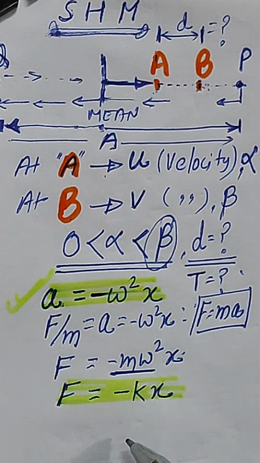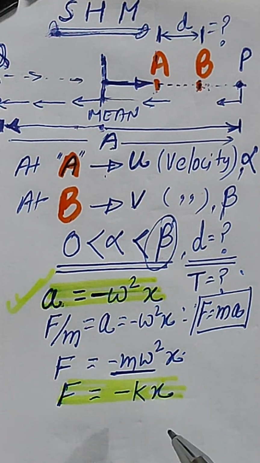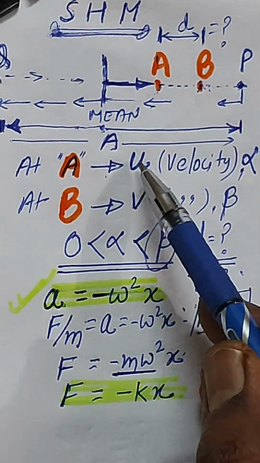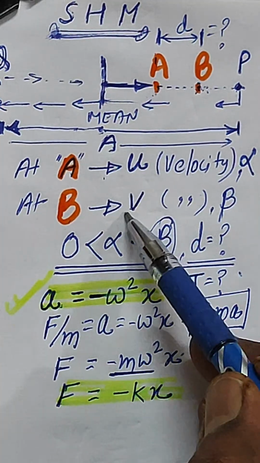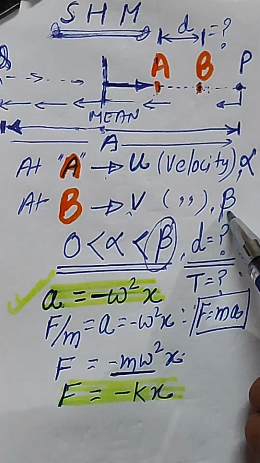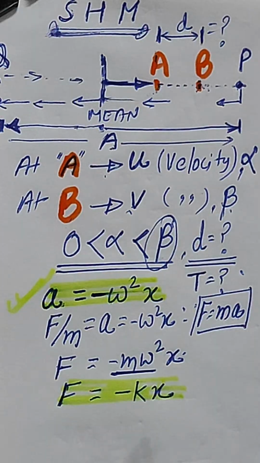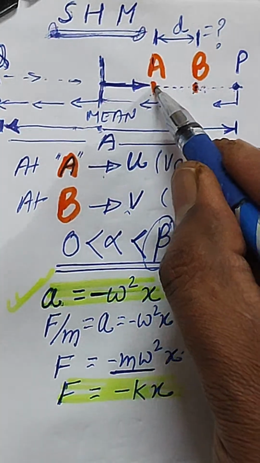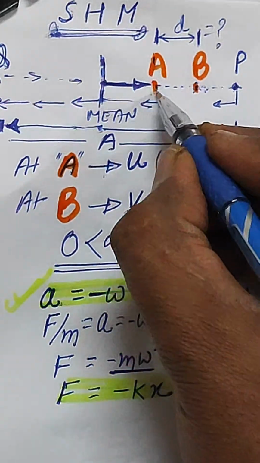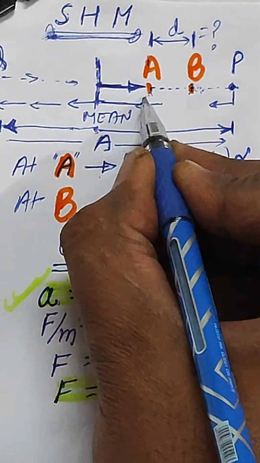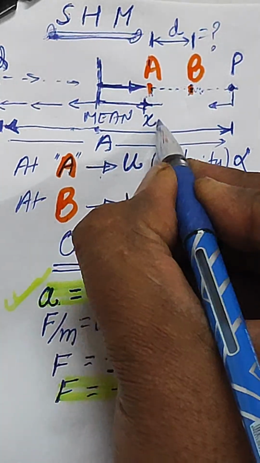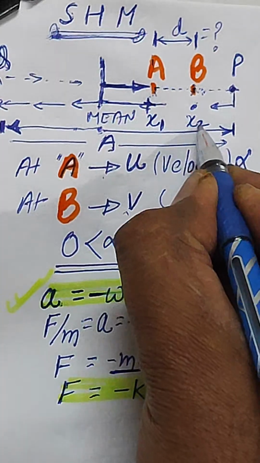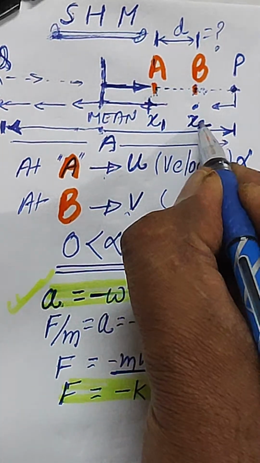So from here we see that there are two positions of the body at A and B, and the corresponding velocities are u and v, and accelerations are alpha and beta. So for the two positions A and B, let us say from the mean position A is at x1, and from the mean position B is at x2.